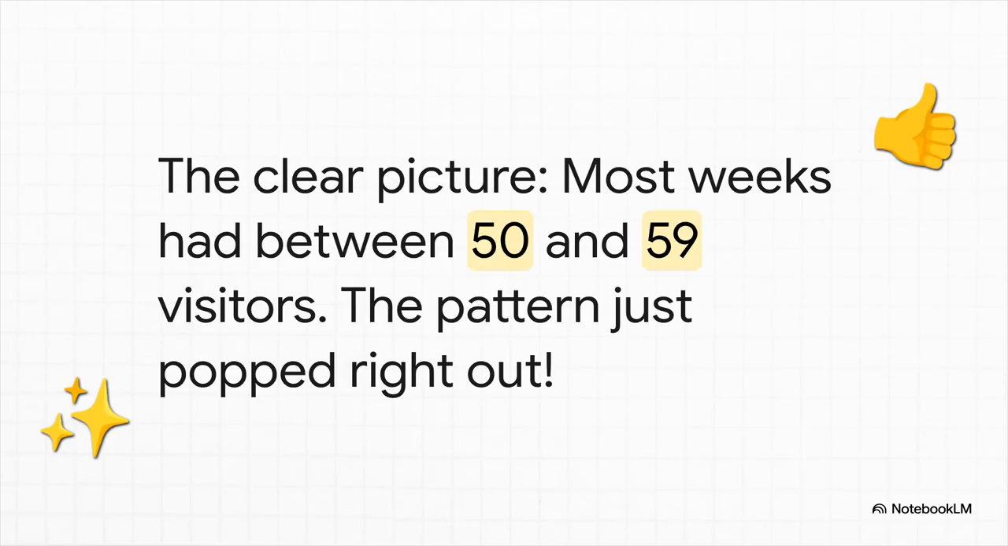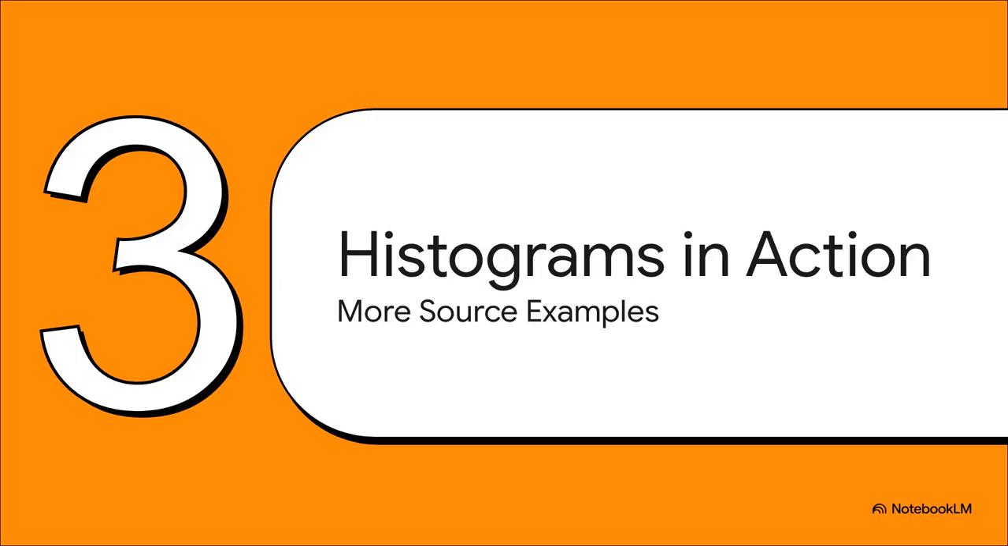And boom, there it is. This shows the whole point. The story was hiding there in plain sight. Most weeks, the visitor count was somewhere between 50 and 59. That's the main takeaway, the pattern we were looking for, and it just popped right out at us once we organized the data. Now, this method works for all kinds of data, of course. To see just how flexible it is, let's check out a couple more examples from our source document.